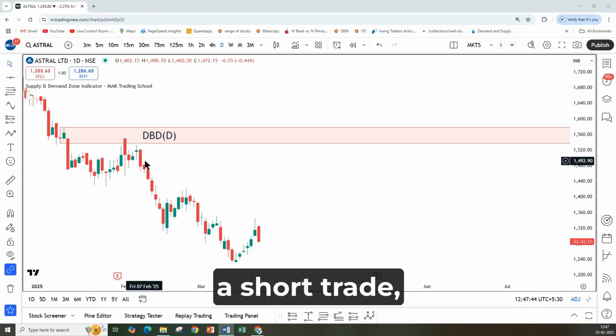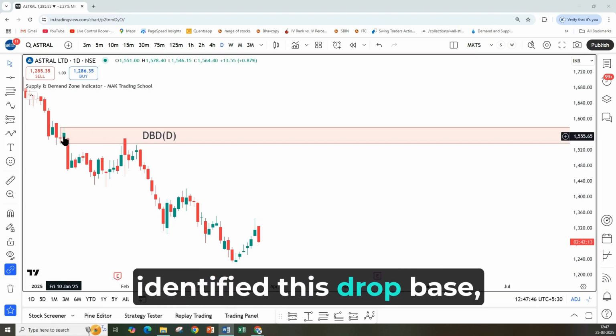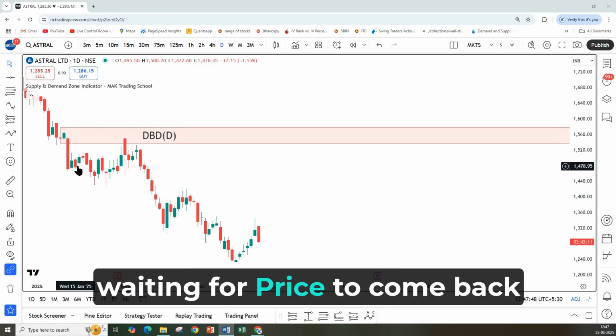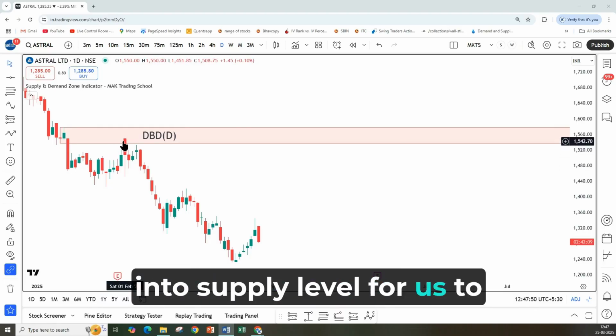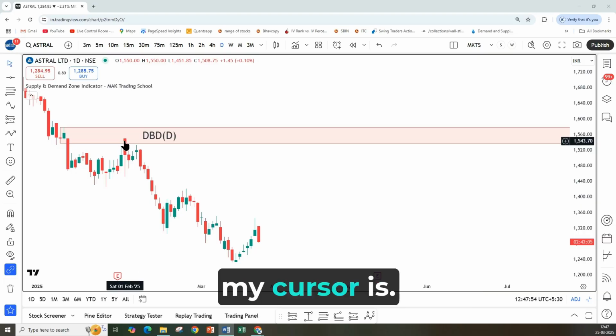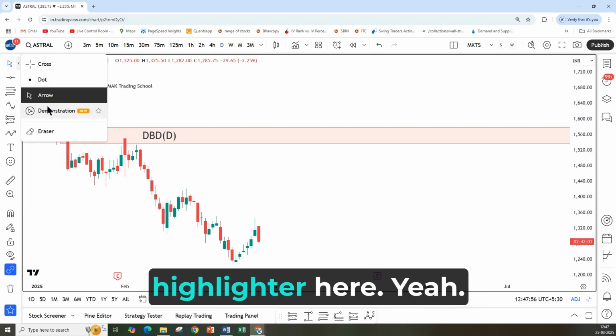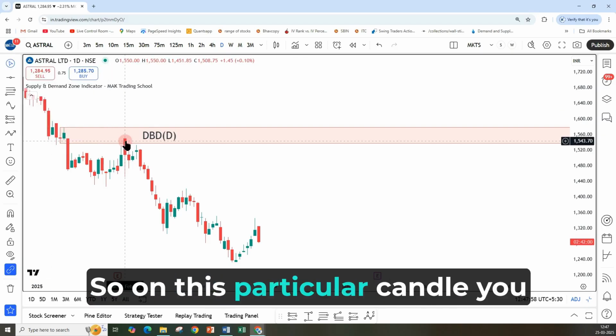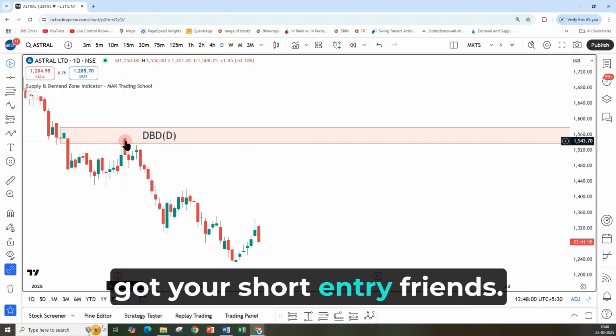Let's assume we had planned a short trade, identified this drop-base-drop supply zone, waiting for price to come back into the supply level for us to initiate a short trade. Price came back on this particular candle where my cursor is. So let me just use the highlighter here. So on this particular candle, you got your short entry.